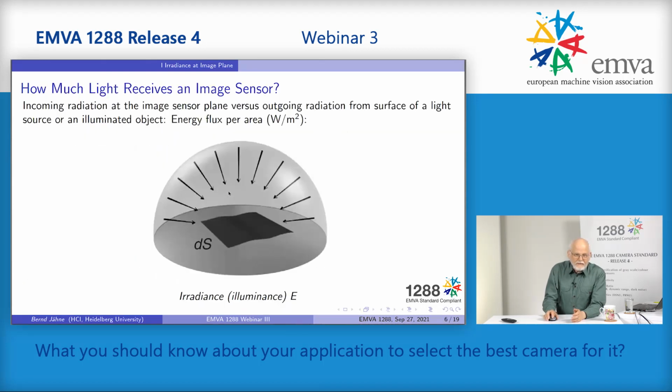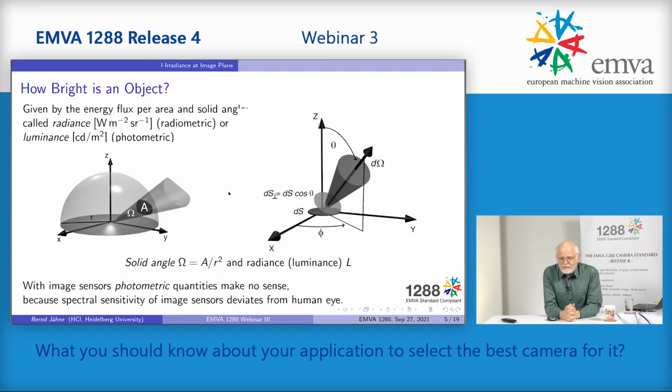So now, let's look a little bit at how bright an object is. That means simply the question, how much light does my camera receive through the lens from an object? We can clearly see that an object typically radiates or reflects light in all directions, but what is only of importance to us is that small cone, shown here on the left, which enters the lens. Only this light can be used, of course, to see the object. So the question is not how much light is radiated in total by an object, but how much light is radiated into a cone.